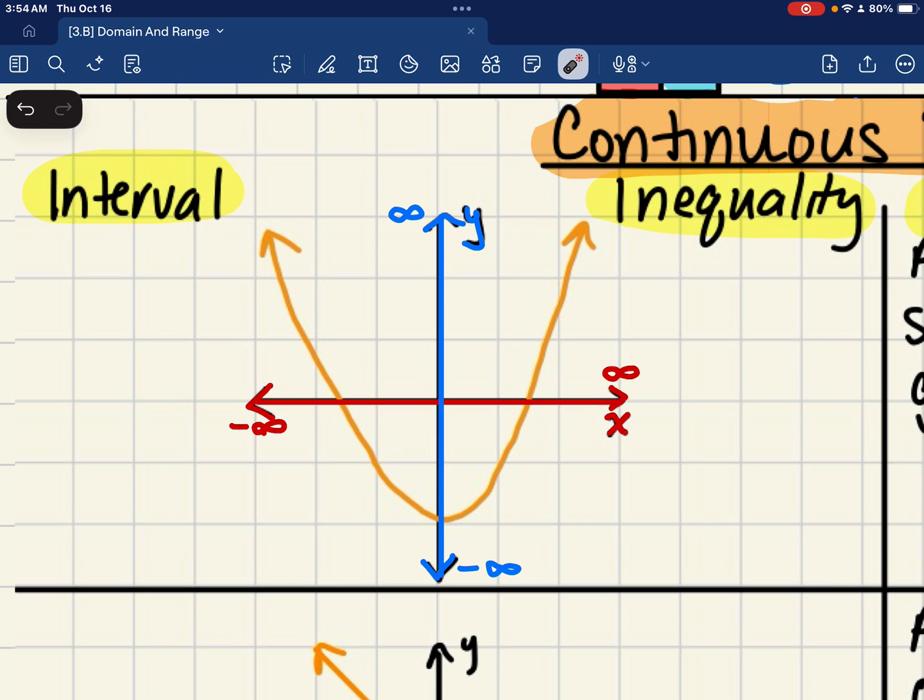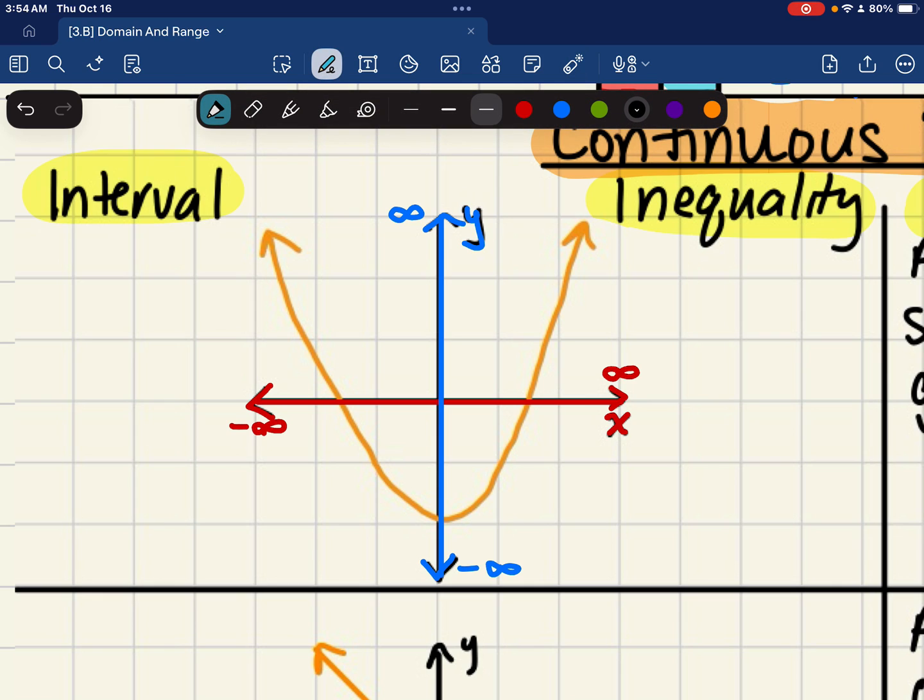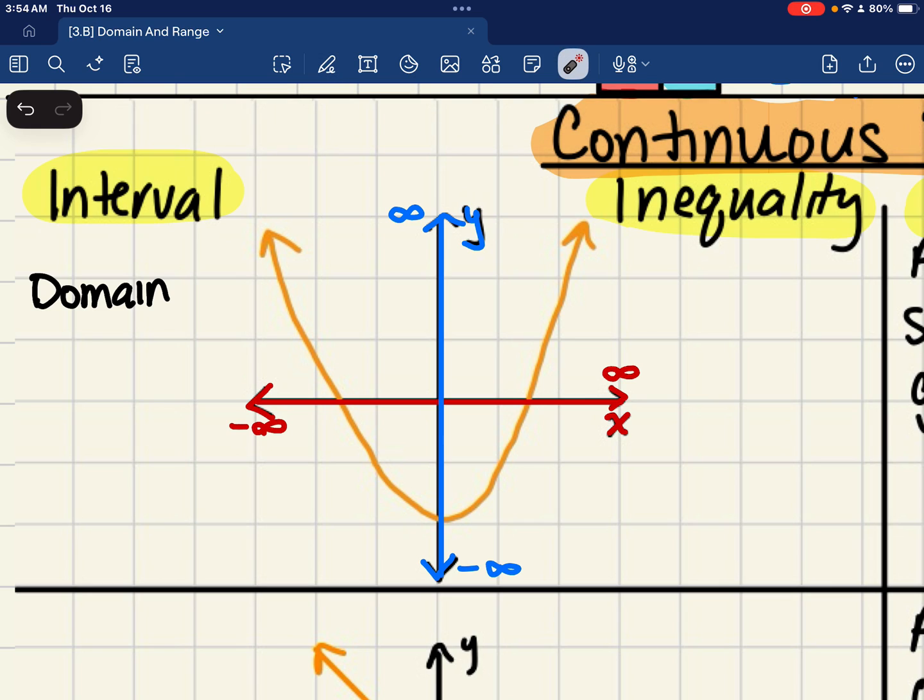Okay. So interval notation. So we're going to start with domain. I'm just going to write domain. Okay. So interval notation almost looks like an ordered pair. Okay, so I'm going to have 2 values. The first one is the left side. The second one will be the right side. And so I'm describing what's called the end behavior. So I'm looking at the ends here and seeing what's happening.